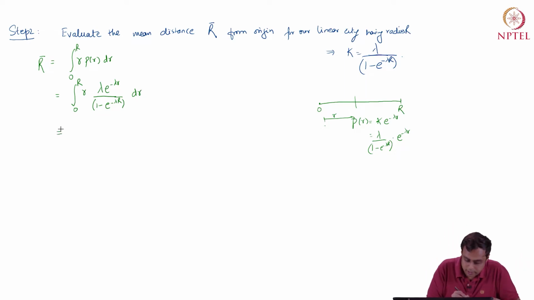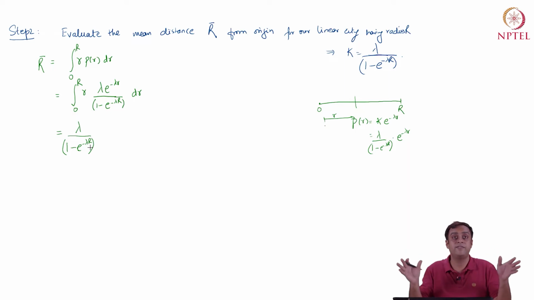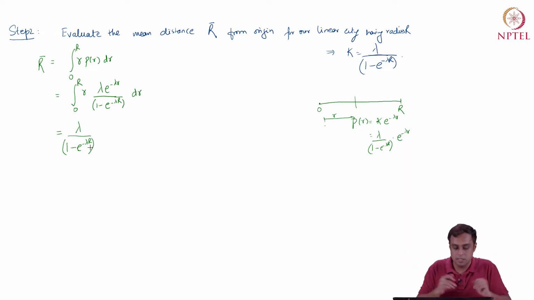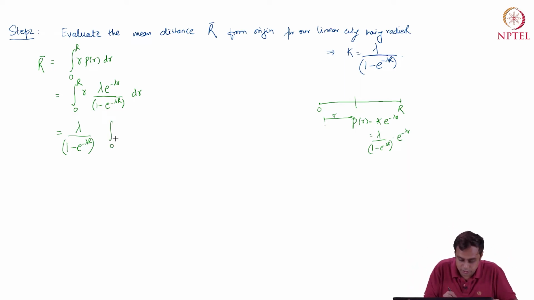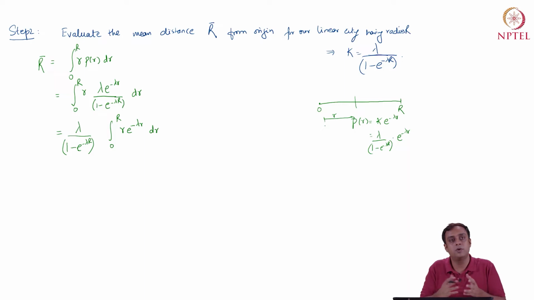So let's do that. I have lambda over 1 minus e to the power minus lambda capital R. Careful that in the denominator we have capital R. Capital R is fixed, so the radius of the city is fixed. So integration 0 to R, r e to the power minus lambda r dr. This is something we did in the last lecture, so we are going to do it slightly quickly. You can look at the last lecture and follow through with this integration.